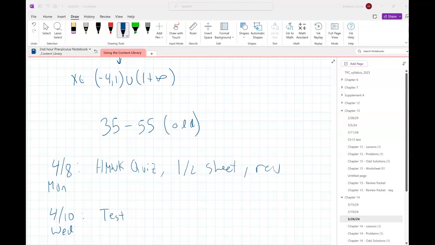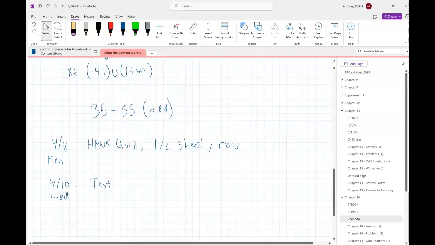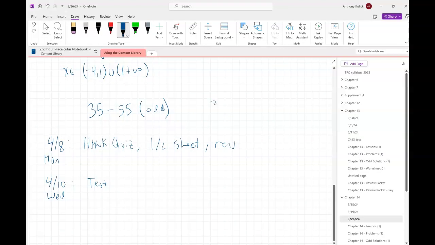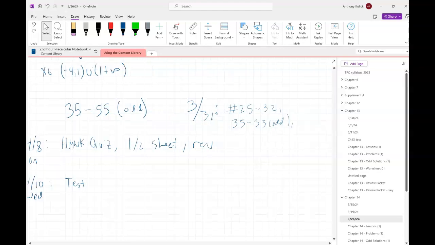All right. So for this Sunday, what is this Sunday? The 31st. You have 25 through 32. That was what we assigned last time. We'll have this 35 to 55 odds. And then we have the delta math.